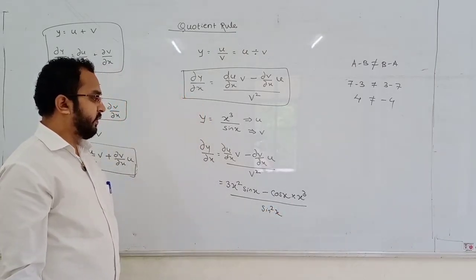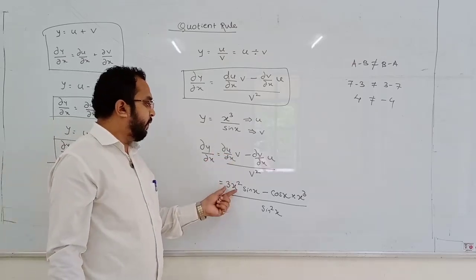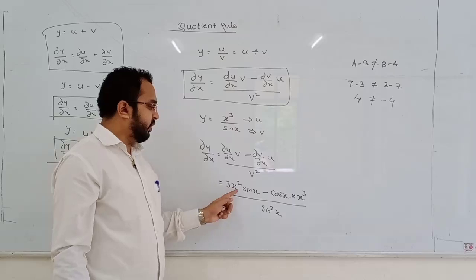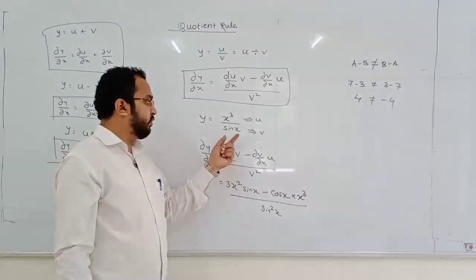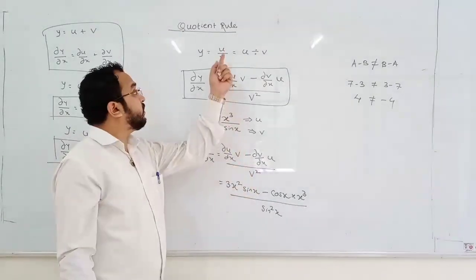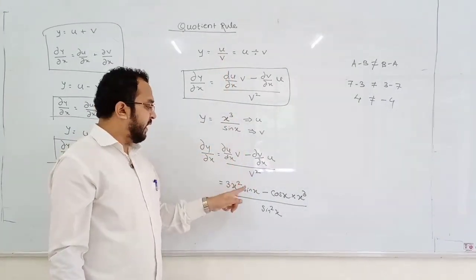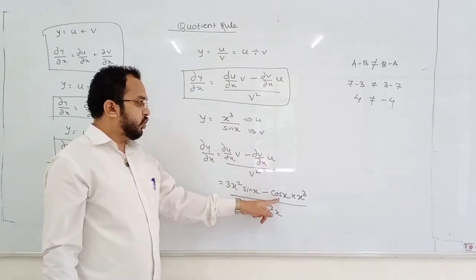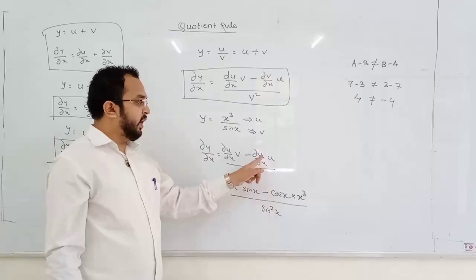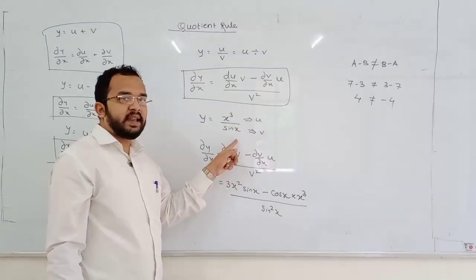Sin square x. Okay, what do we do? Differentiation of the first: so the differentiation of x cube is 3x square, into the second function. So the second function is sin x, because in u upon v the second function will be in the denominator. So the second function as it is, minus differentiation of the second function, dv by dx. What is v? The second function, that is sin x.